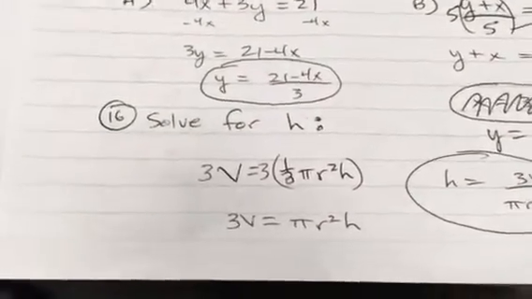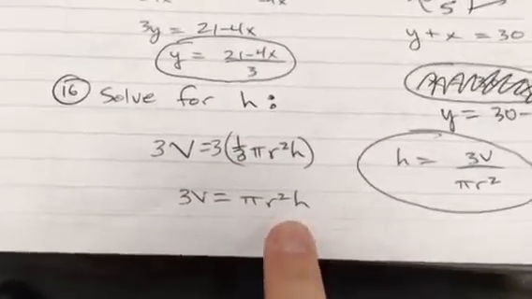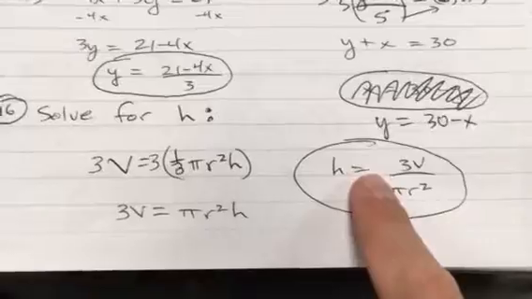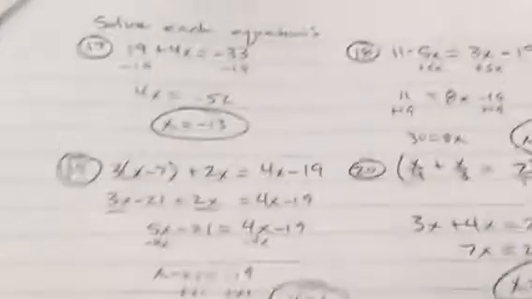Solve for h. You're going to multiply both sides by the reciprocal 3. You get 3v is that. And then this is a volume one that I talked to you might see. Then just divide both sides by what's attached to h. All right, last page. Solving each equation.